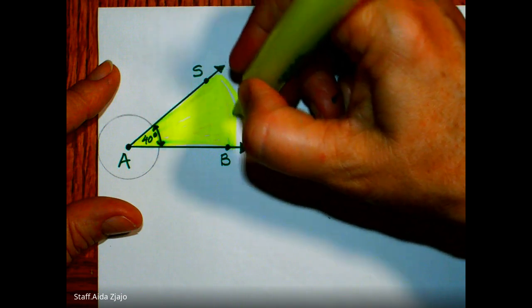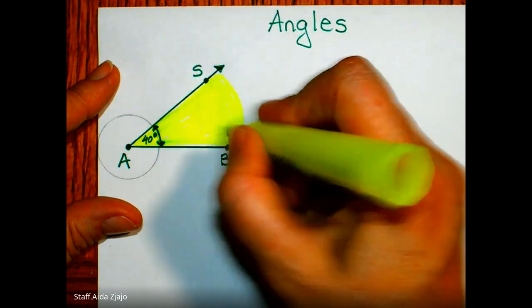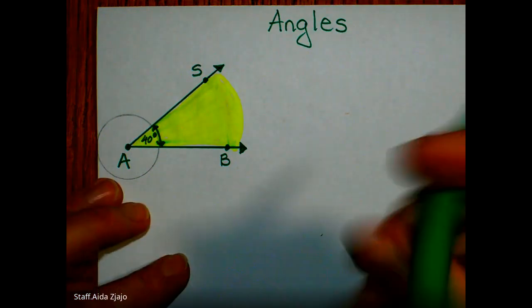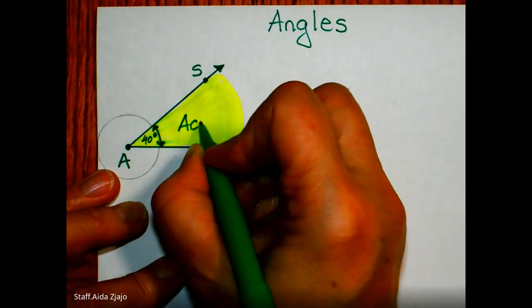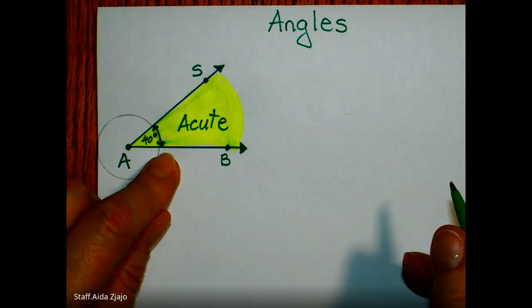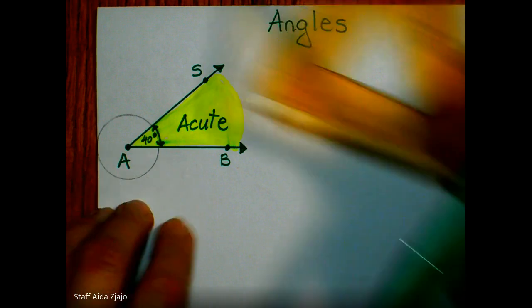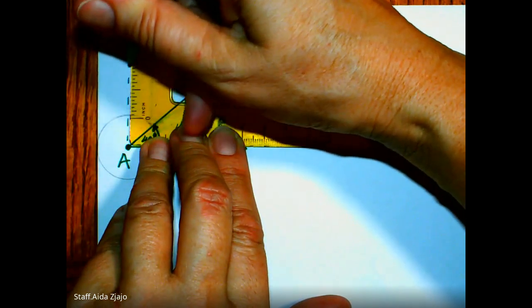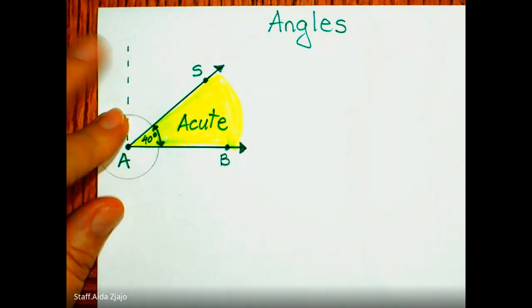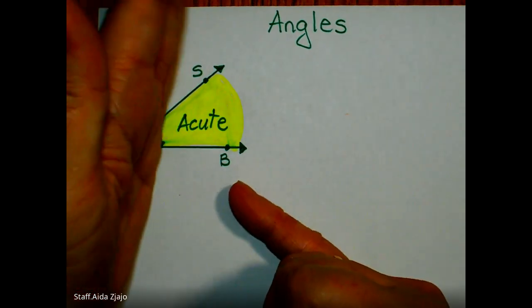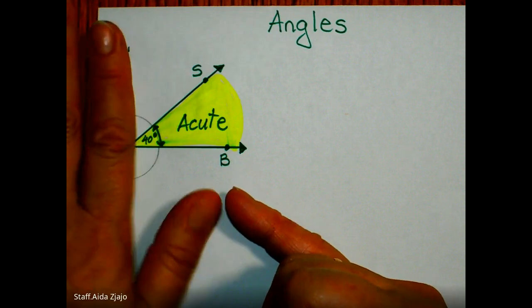I'm going to write acute in the center. The reason we call it an acute angle is that it's smaller than 90 degrees. If we want to see what 90 degrees is, we can use our ruler and put it on, and the straight line will show if that is a right angle. This angle is much smaller than a right angle, 90 degrees.